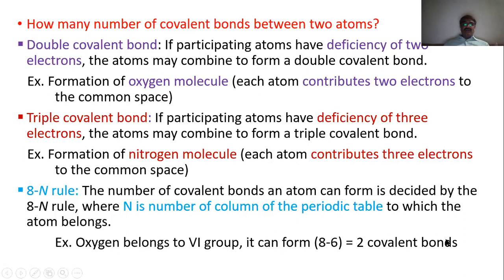So when oxygen atoms come near each other and form the covalent bond, there will be two covalent bonds. Okay, so the 8 minus n rule is there. So double, triple, all bonds are possible in case of the formation of covalent bond, and it is decided by the 8 minus n rule, where n is the number of the column of the periodic table in which the atom is situated. And we have seen the example of oxygen, where oxygen is in the sixth group.